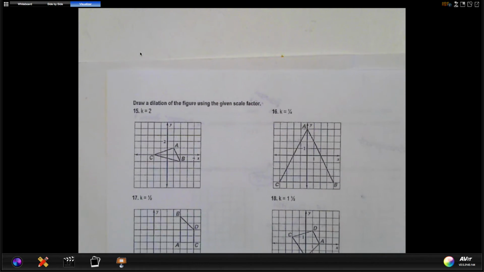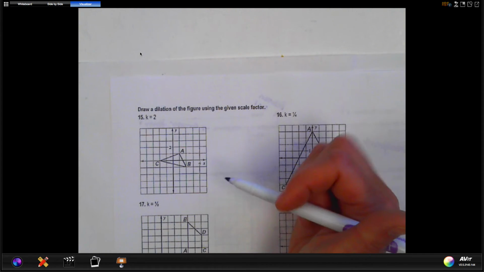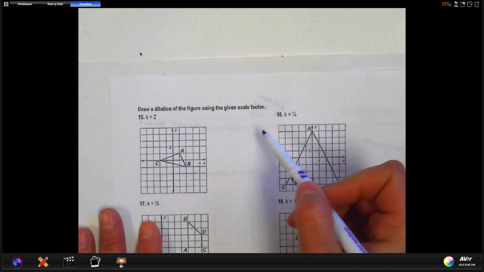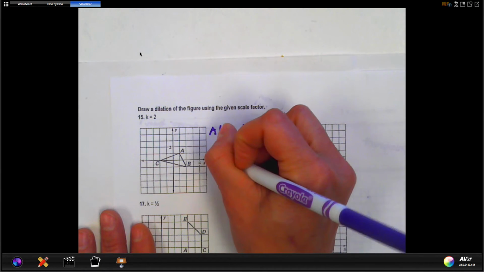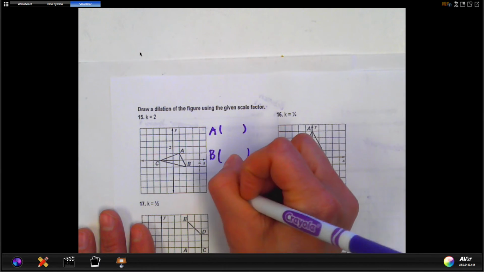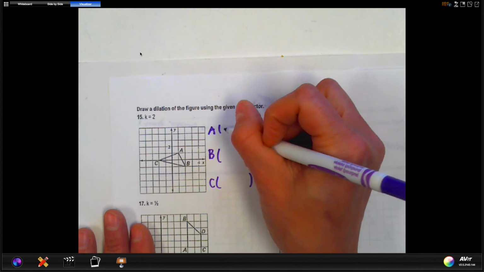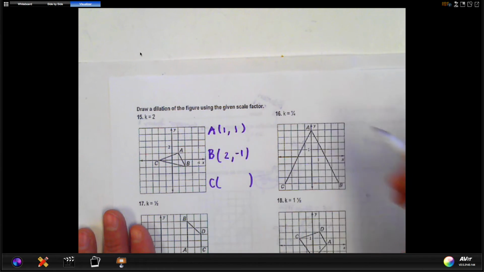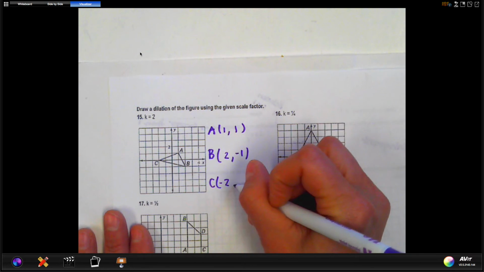The other side is, well, maybe we should do one of these as well. Let's do 15 really quick. If you turn it around, it tells you to draw the dilation using the given scale factor. So A, B, and C is what we have to start out by finding, and our scale factor is going to be 2. A is at the point 1, 1. B is at the point 2 to the right, down 1, so 2, negative 1. And C is at the point negative 2, left 2, comma 0.